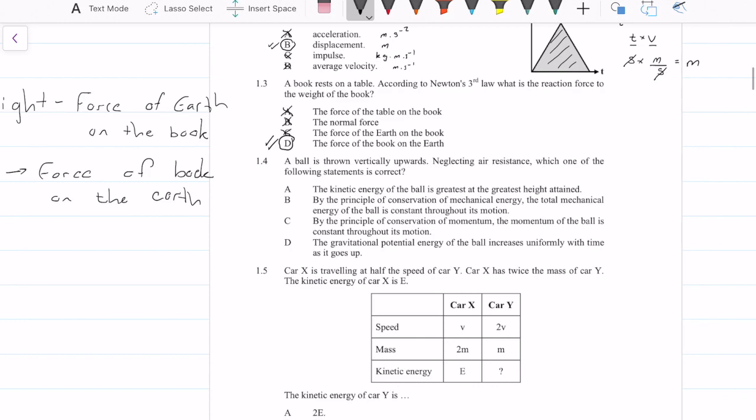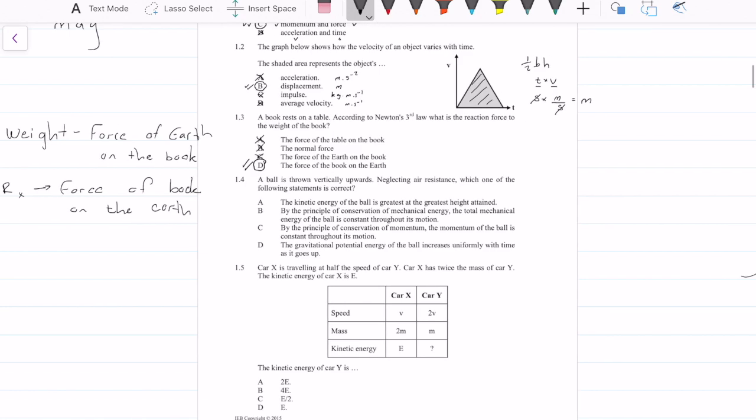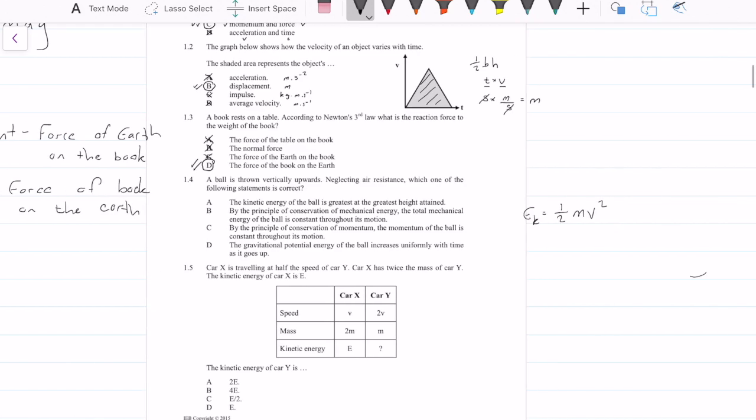Okay, so a ball is thrown vertically upwards. Neglect air resistance. Which of the following statements is correct? The kinetic energy of the ball is the greatest at the highest point, essentially. So let's think about that one. Kinetic energy is Ek, which is equal to a half mv squared. So we know from the direction of motion that at the highest point, the ball is actually not moving. So at this point, v equals 0. So therefore, Ek can't be the greatest. A is not an answer.